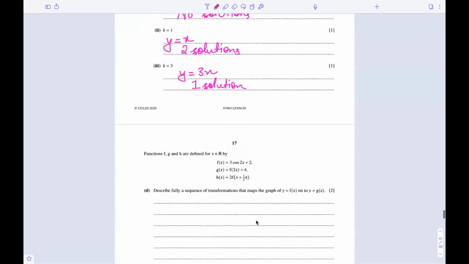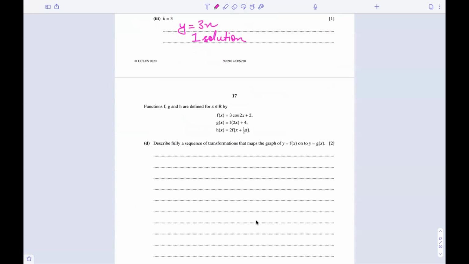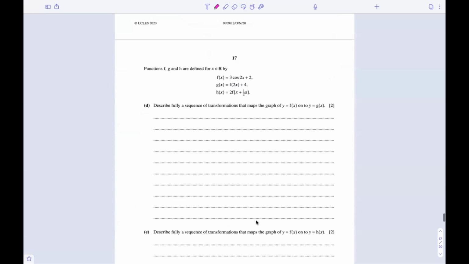In the next part, we have that function. There are three functions f, g, and h. Describe fully a sequence of transformations that maps y equals f of x onto g of x. Now, what we have to understand is that f of x is 3 cos 2x plus 2, and g of x is f of 2x plus 4.